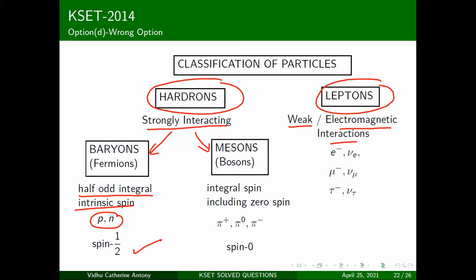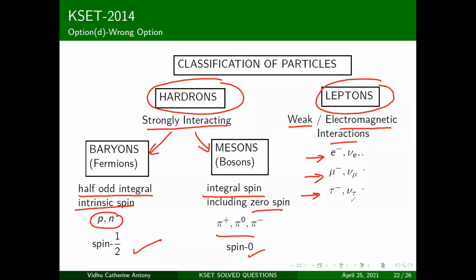The next one that we have is mesons or bosons, which have integral spin, and they include zero spin as well. So the pi mesons or pions that we were talking about have spin 0. And these are the different types of leptons that we have. You have an electron, you have a muon, and you have a tau.